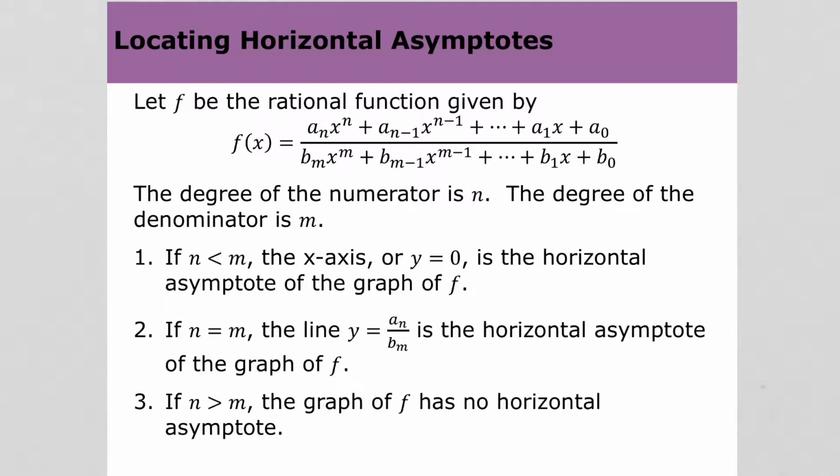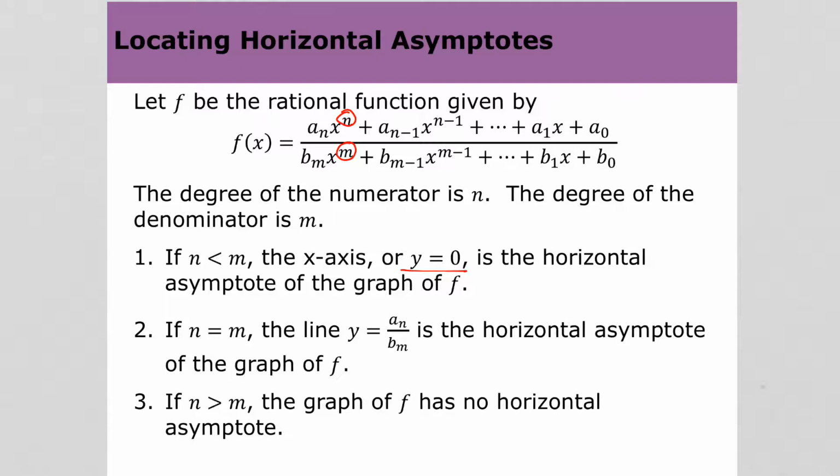Locating a horizontal asymptote. This is easier than it looks. Don't get scared. If n is less than m, what am I talking about? N is the top degree. M is the bottom degree. So if you've got your polynomial on top and your polynomial on bottom written all out, multiplied all out, with the highest degree first, and the degree on the top is less than the degree on the bottom, then the horizontal asymptote is always y equals 0.